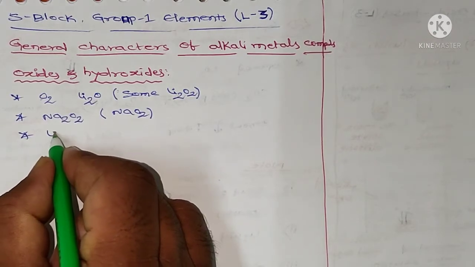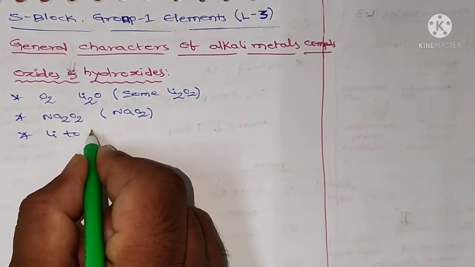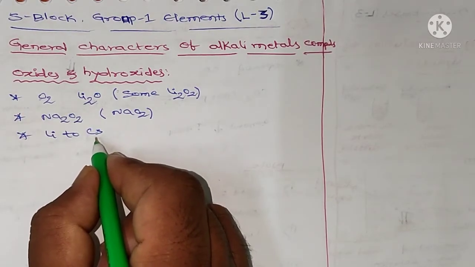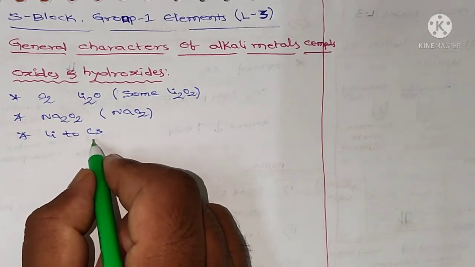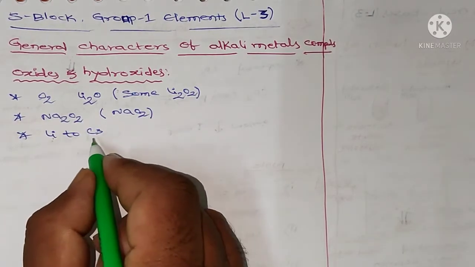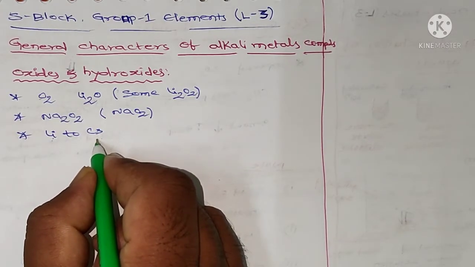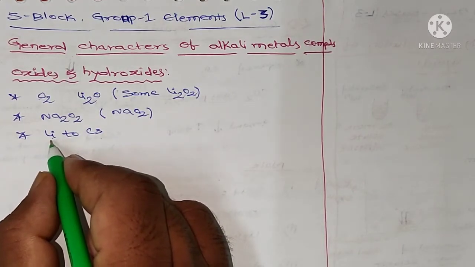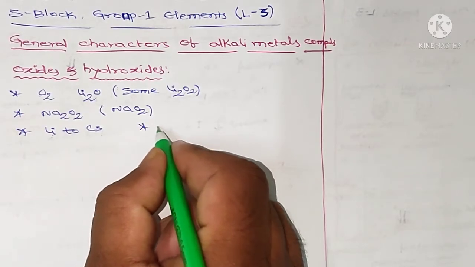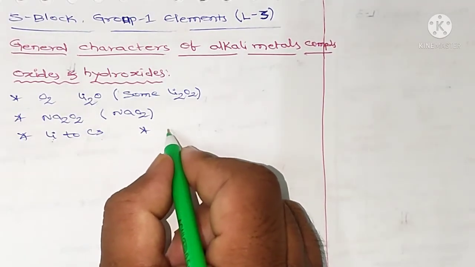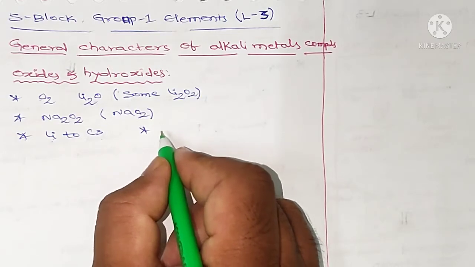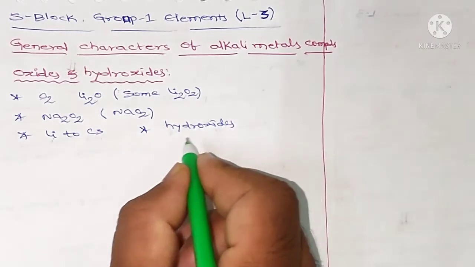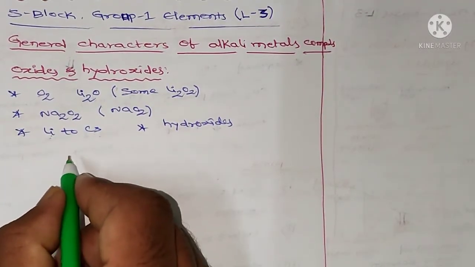The stability of peroxides and superoxides increases with increase in the size of the cation. For example, from lithium to cesium, the size of the cation increases, so the stability of peroxides and superoxides increases from lithium to cesium. Cesium peroxide is the most stable and lithium peroxide is the least stable. Oxides react with water to form hydroxides, which are crystalline solids.